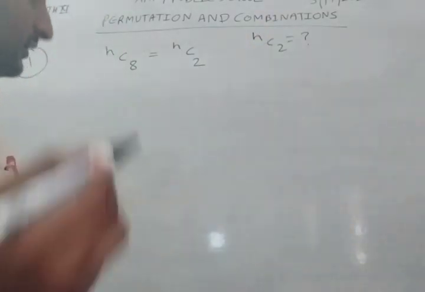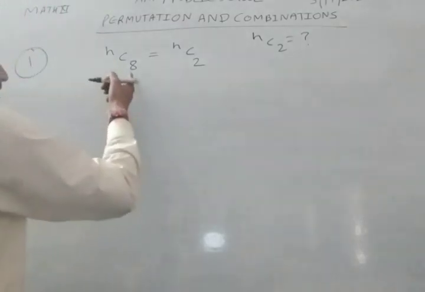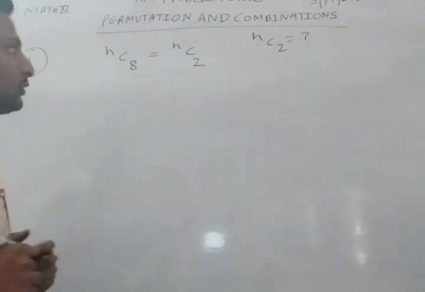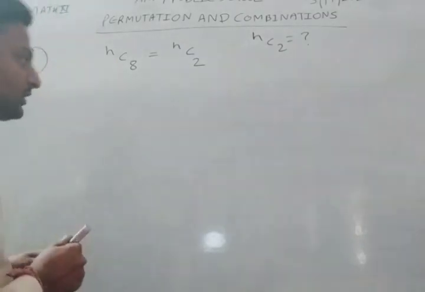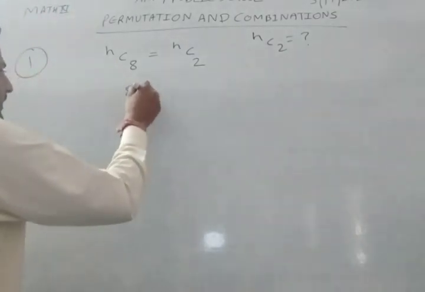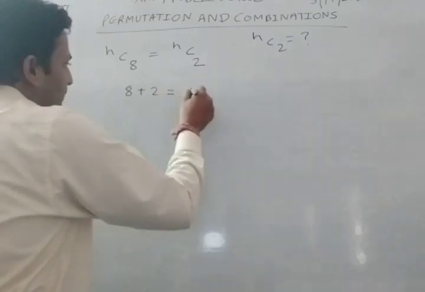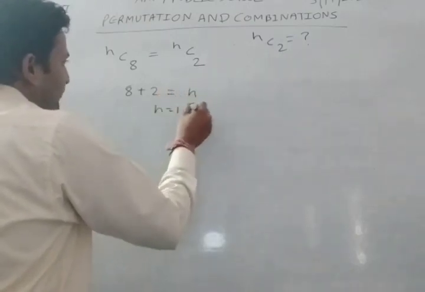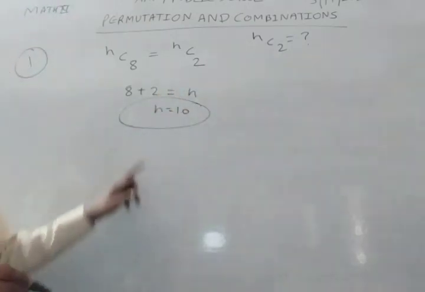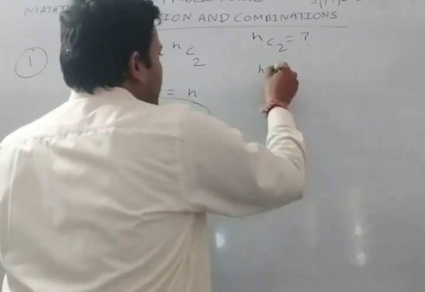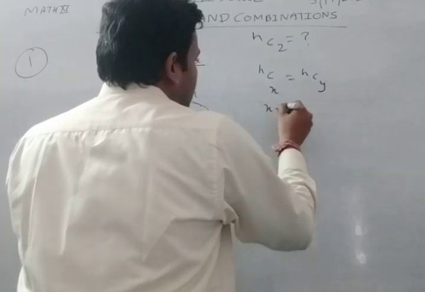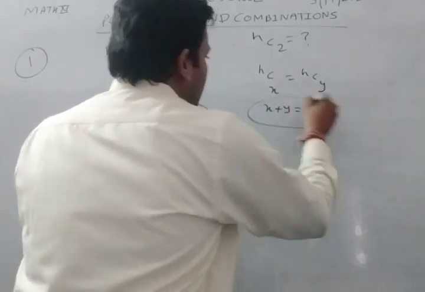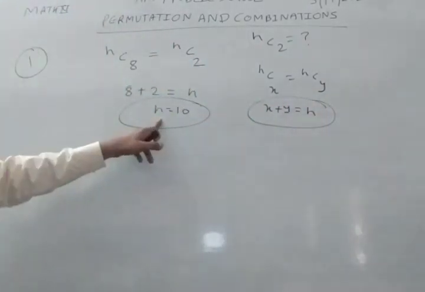We just studied that if nCx is equal to nCy, then we write x plus y is equal to n. So we write here 8 plus 2 is equal to n. So n is 10, because nCx is equal to nCy, we can use x plus y is equal to n. By this property we can write this.